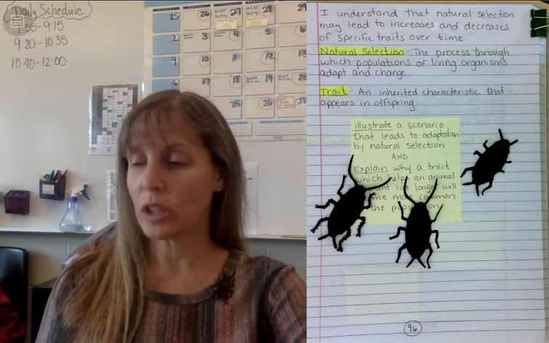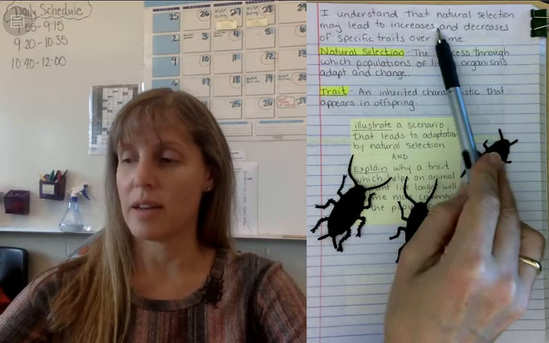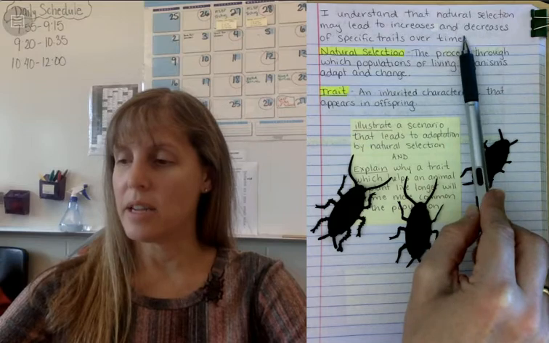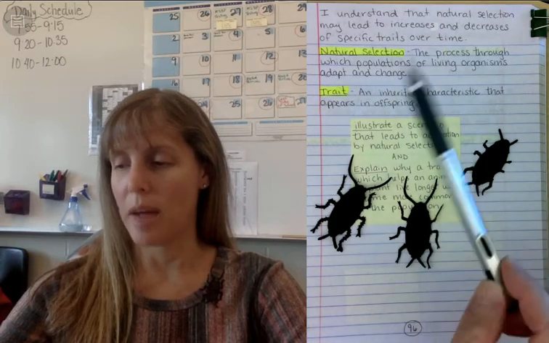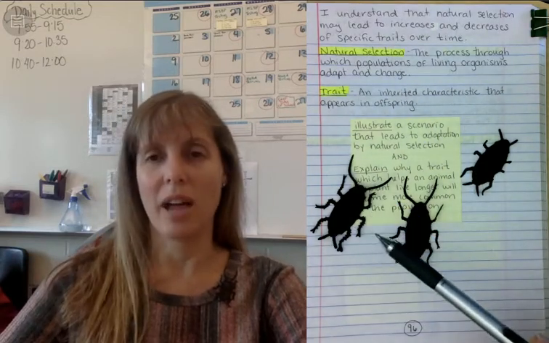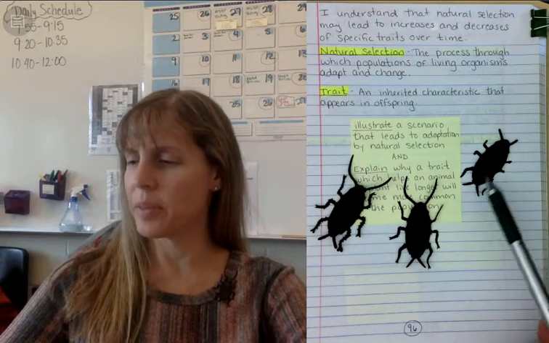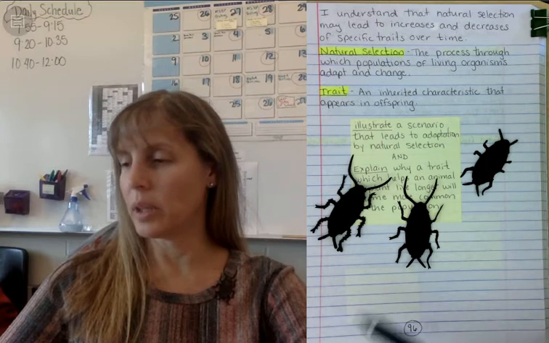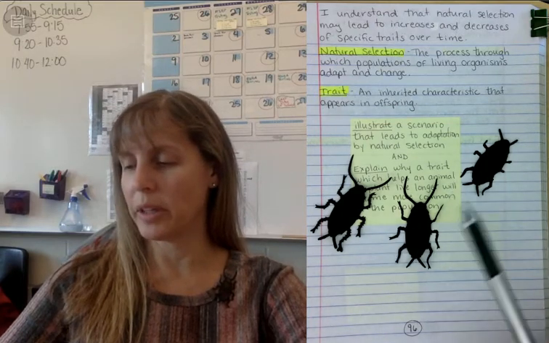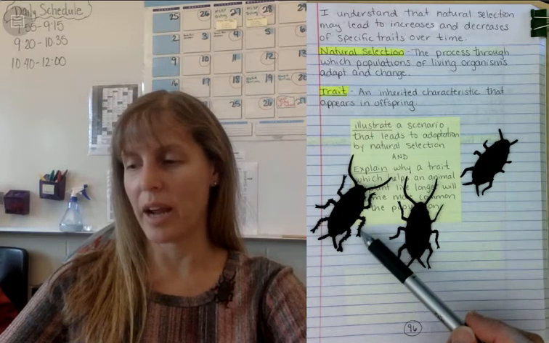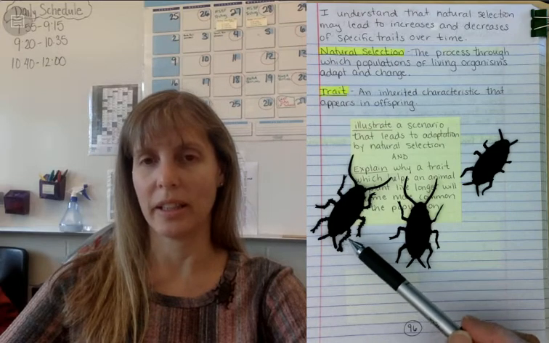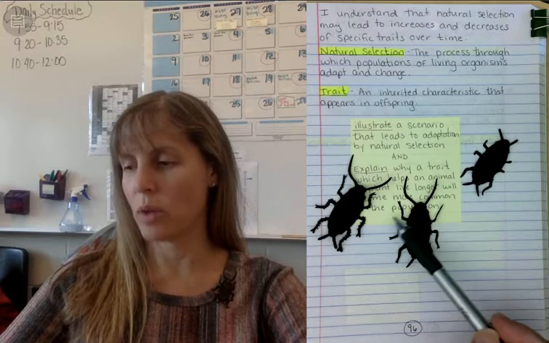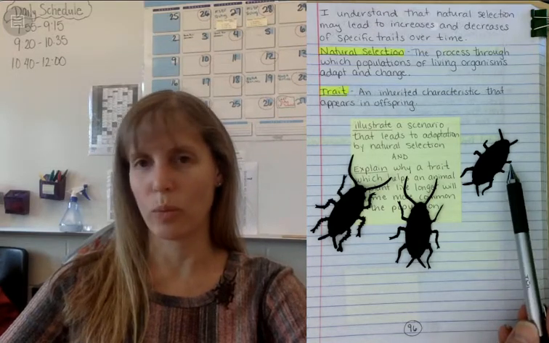So our first learning target is, I understand that natural selection may lead to increases and decreases of specific traits over time. So you might have already been staring at these bugs. I have some cockroaches here. They're not alive, of course, but you can see them really easily. But they have some similarities and differences. So this cockroach has hairy legs, right? You can see the little hairs on them. And this one has not so long hairs on the legs, and this one has really short legs in the front.